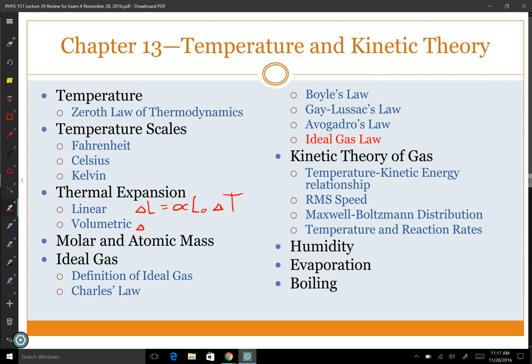For volumetric expansion, it's just the same, except you have a different coefficient for volumetric expansion. As we showed in class, as a general rule, that beta coefficient of volumetric expansion is pretty much 3 times the coefficient of linear expansion. So make sure you can do problems with that.